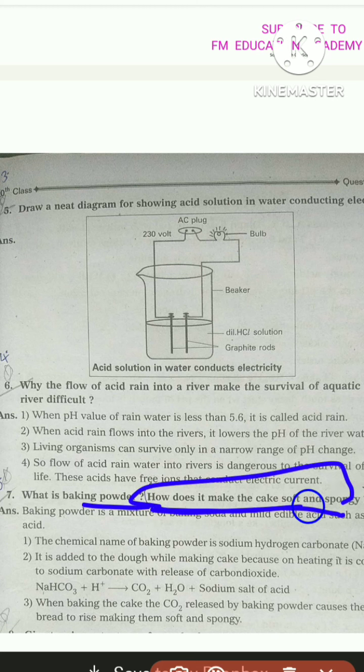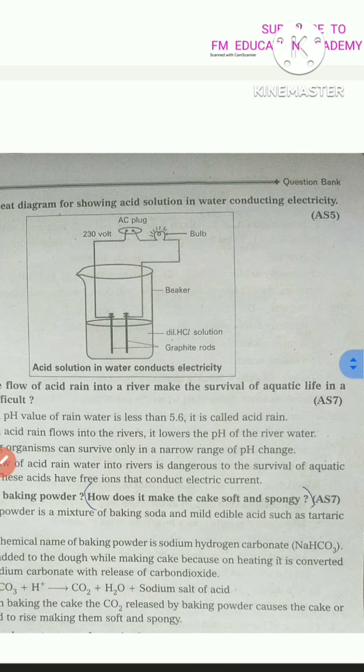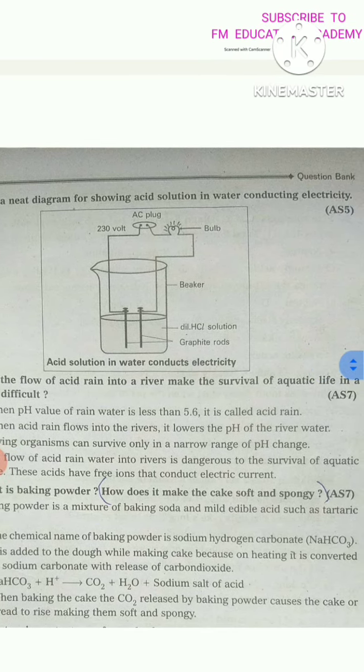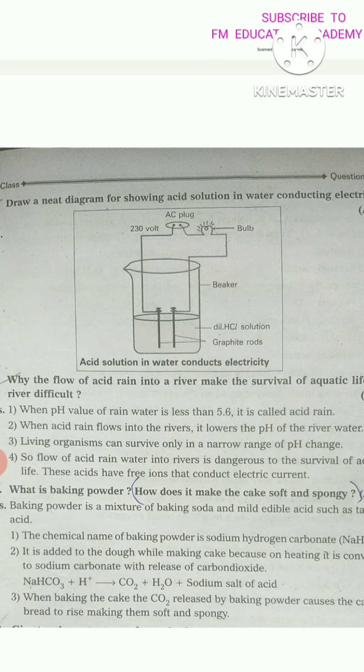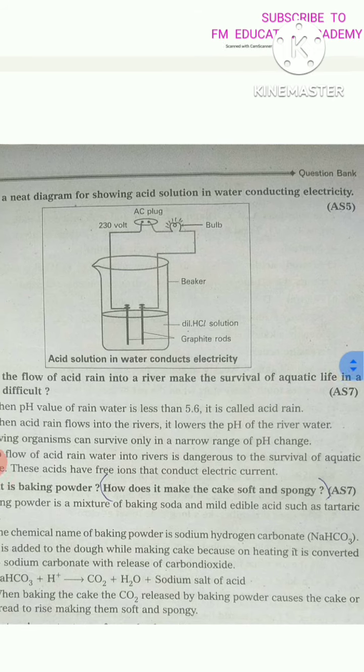Fifth question in your textbook is: how does baking powder make the cake soft and spongy? Baking powder is a mixture of baking soda and a mild edible acid such as tartaric acid. When we add baking soda and tartaric acid, we get baking powder. The chemical name of baking soda is sodium hydrogen carbonate, NaHCO3.